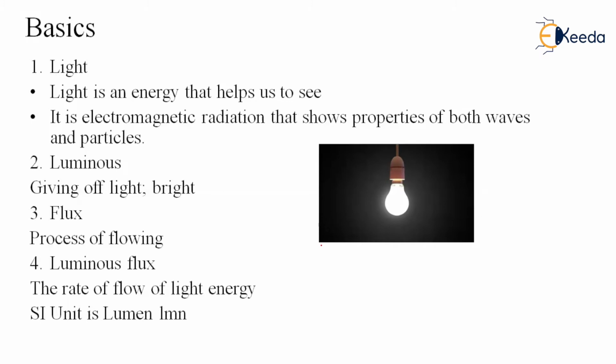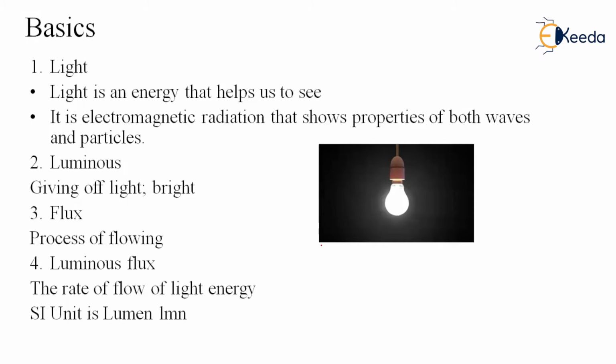Light is electromagnetic radiation that shows properties of both waves and particles, because we have seen various experiments carried out earlier showing that light has properties of both waves and particles. Luminous means giving off light. We say that an object is luminous because it gives out light.